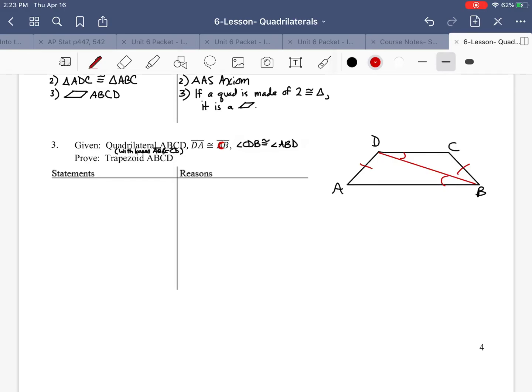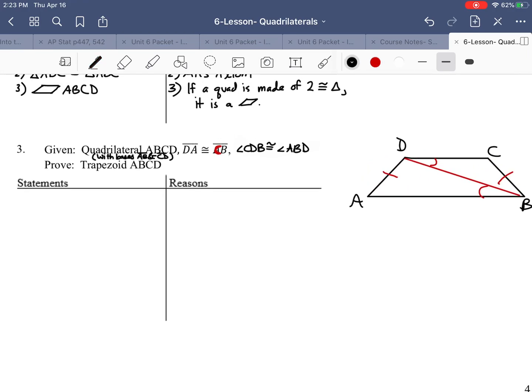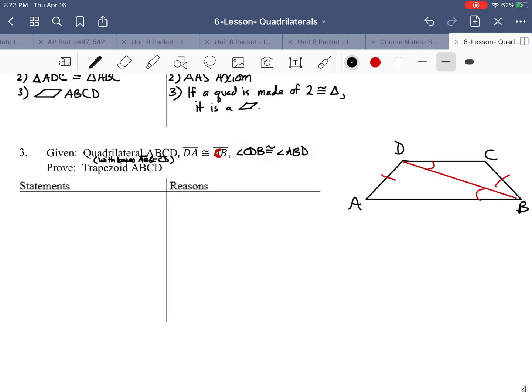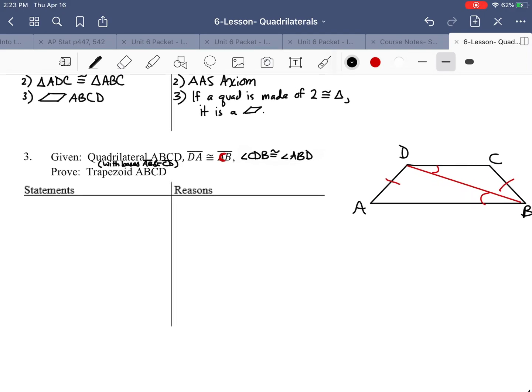Okay, so continuing on with page 4, we have number 3. I changed up the problem a little bit because the previous version of it didn't make sense. So I'll update the file that this came from. But I drew the diagram corresponding with this information.